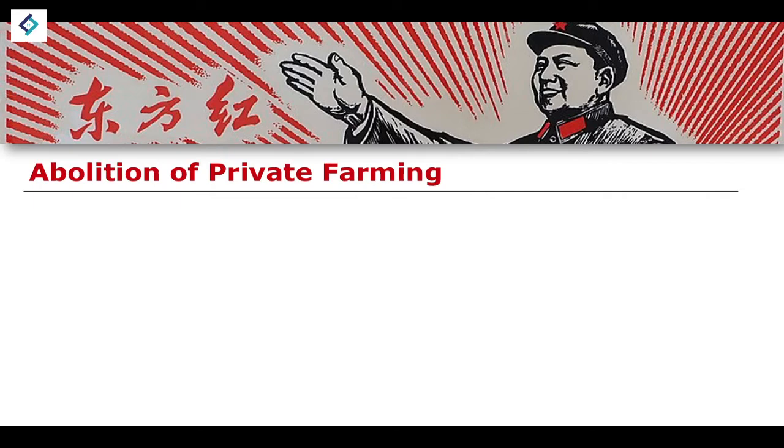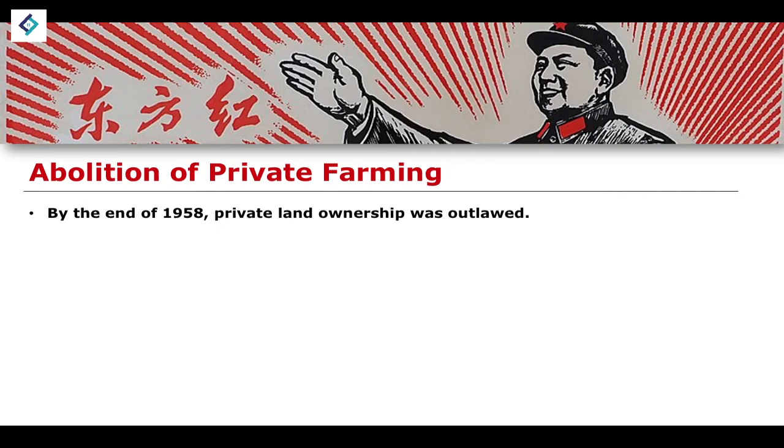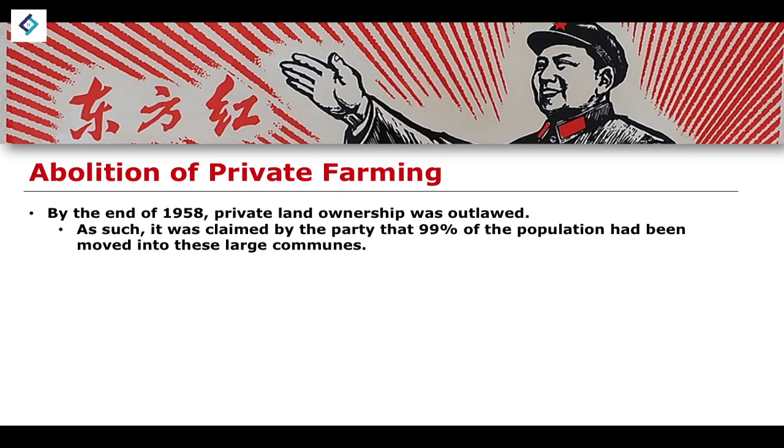On top of all this, we see the abolition of private farming as well. By the end of 1958, private land ownership was essentially outlawed. As such, it was claimed by the party that 99% of the population had been moved into these large communes. Now, this was probably true, because these large communes, as I said, were incredibly huge. And because private ownership of land was outlawed, it made sense that within these particular agricultural areas, the vast majority, or essentially every single person, was part of a commune at some point.